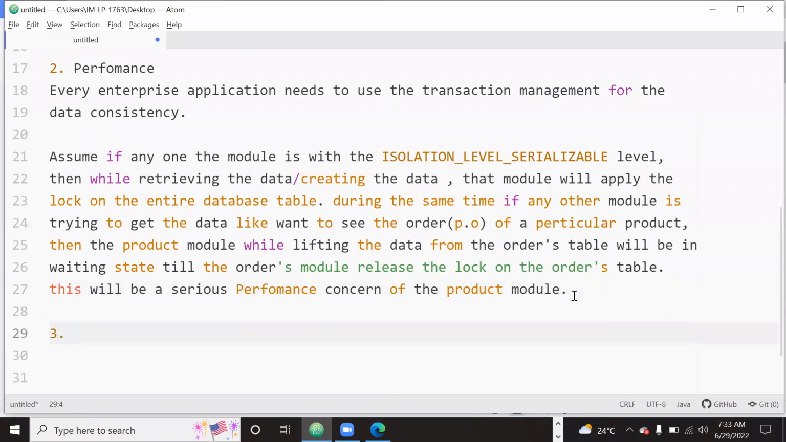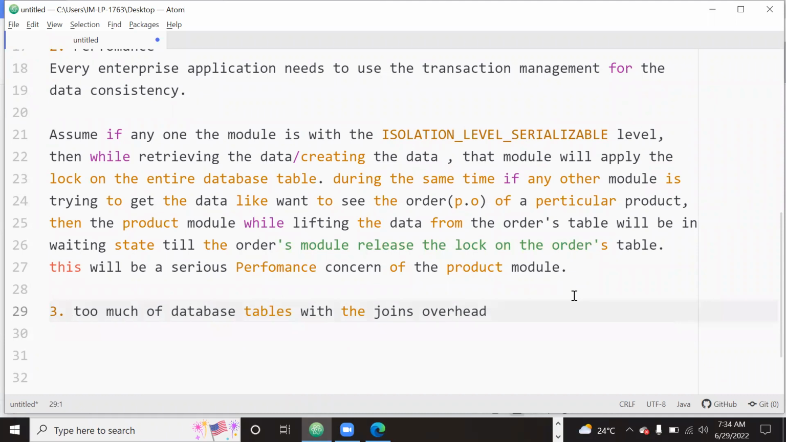And then the third problem is too much database tables overhead, too much of database tables with the joins overhead. That means if we use the same database, which contains all the tables, then all those tables will be joined with many complex relations.